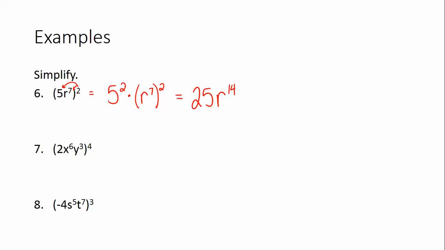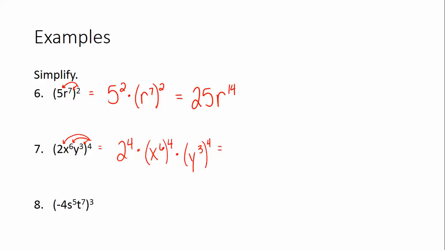So on example 7, we have 2x to the 6y cubed, and it's all being raised to the 4th power. So everything is getting this 4th power. And I like to write it out initially till I really kind of understand what's happening. So we have 2 to the 4th power times, we have x to the 6th power being raised to the 4th power, and we have y to the 3rd power being raised to the 4th power.